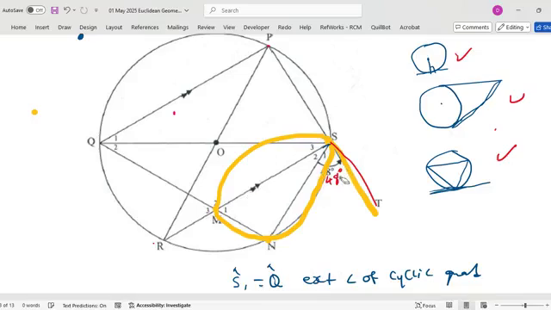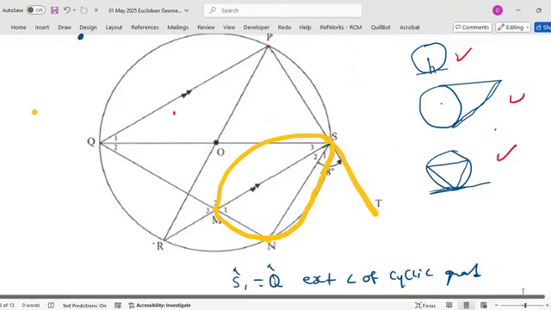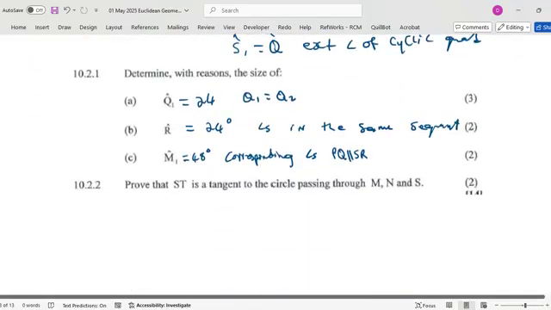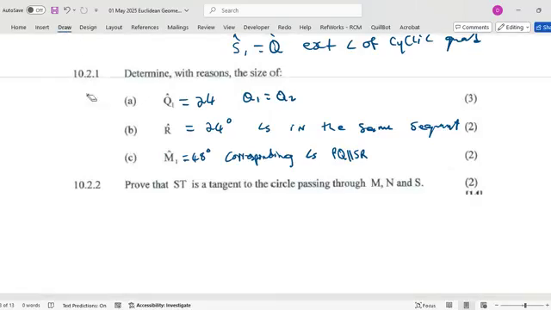So, in this case, we've got S1 being equal to M1. What is the reason that S1 is equal to M1? S1 is equal to M1, which is equal to 48 degrees. The reason is what? Tan chord, sir. Tan chord.